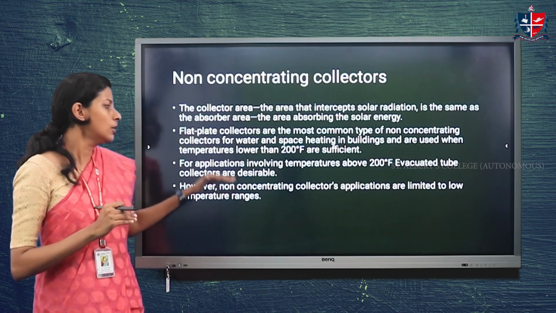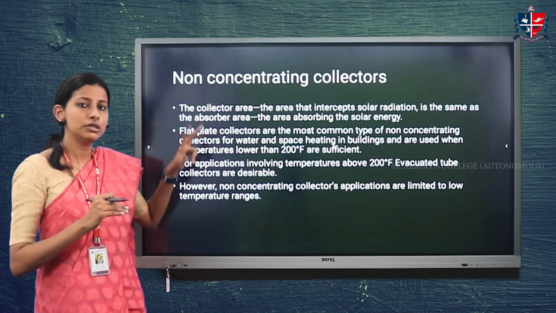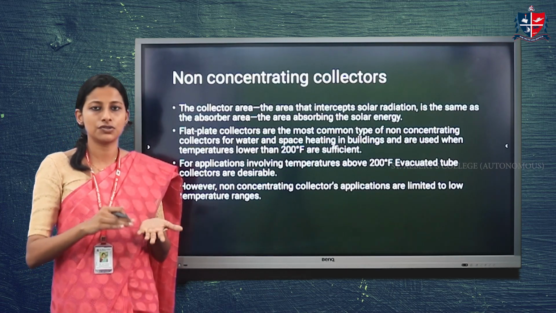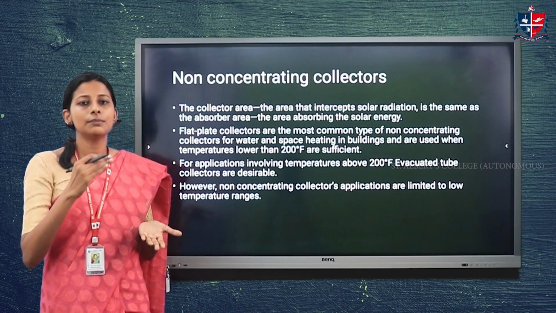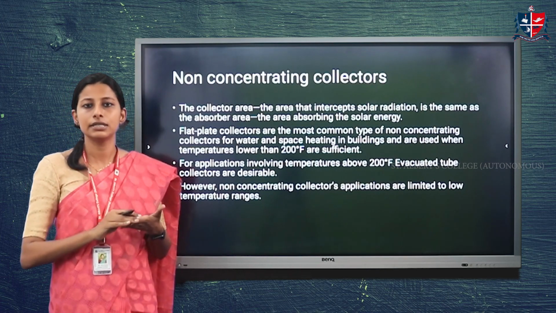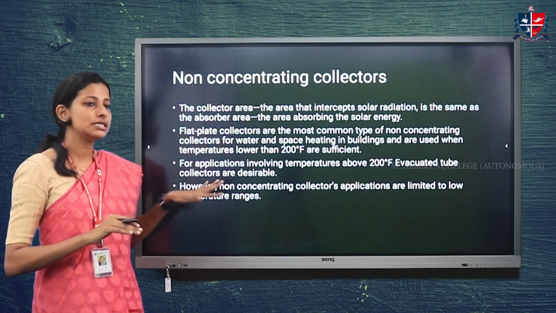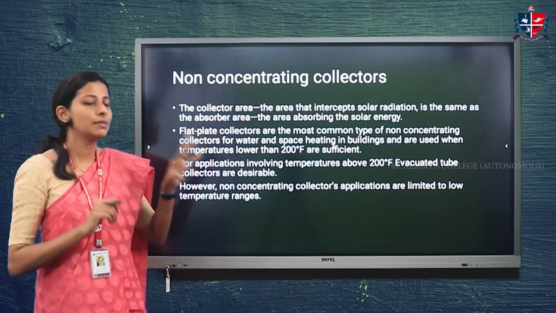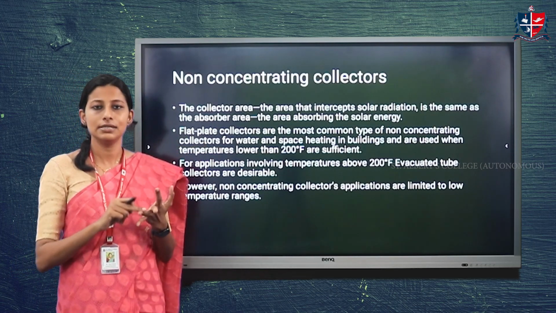Then we have also ETCs, but the difference between these two is that FPCs are normally used for low application ranges, low temperatures. You can attain temperatures up to 70 to 90 degrees Celsius, whereas ETCs can attain nearly 300 to 400 degrees Celsius. That is the main distinguishing feature between FPC and ETC.